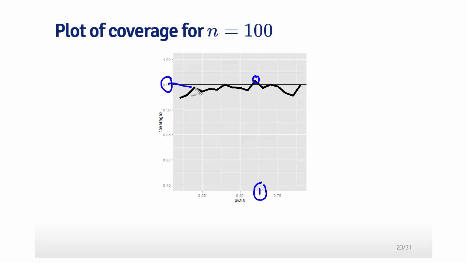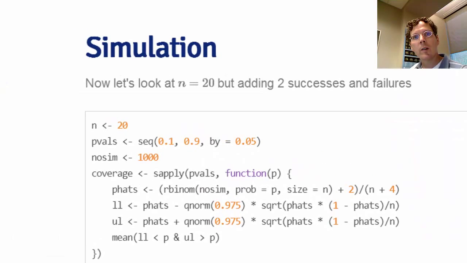You see, here's the 95% line right here, and you see that the coverage probability is fairly close to it throughout. It never dips below 90 like it did in the 20 case. Now let's look back at the 20 case again.